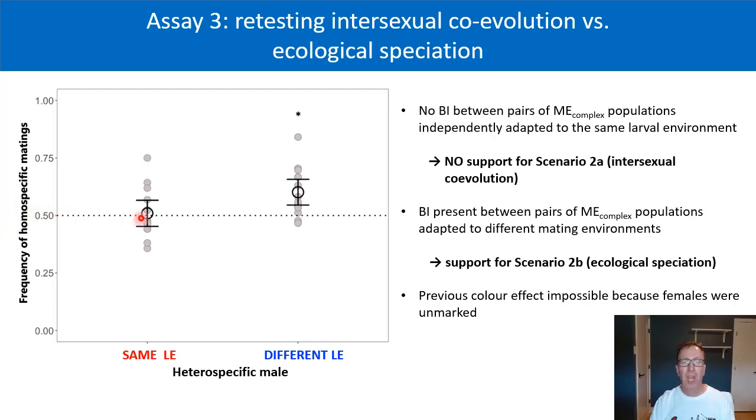Whereas when females were choosing between her own male and a heterospecific male from a different larval environment, she showed a significant preference for her own male, mating frequencies greater than 50%. So no support for scenario 2A, intersexual coevolution, because no behavioral isolation here. Support for scenario 2B, ecological speciation between larval environments, because there's a preference for her own male in these comparisons. The previous color effect was impossible in this case because females were unmarked. So we've confirmed the previous results using an entirely different assay.